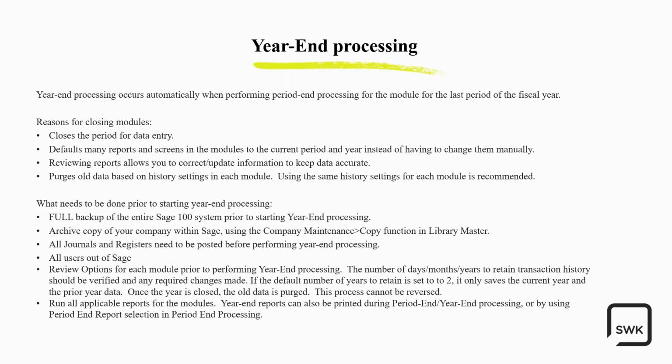The number of days or months or years to retain your history should be verified and any changes made prior to doing this. The default year is set to a minimum of 2, but that only saves your current year and your prior year. So if you saved just 2 years, you closed this current year, you would get last year's information and the current month. So you'd only have 13 months of data. That's why we recommend that you do a longer period of time.